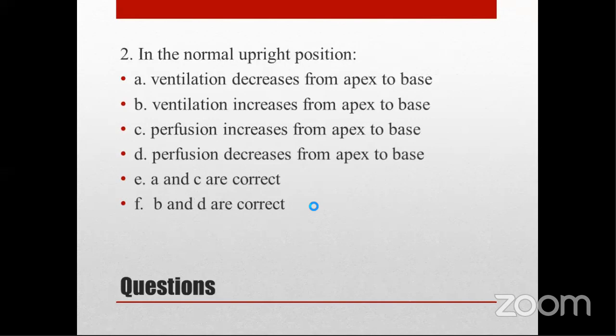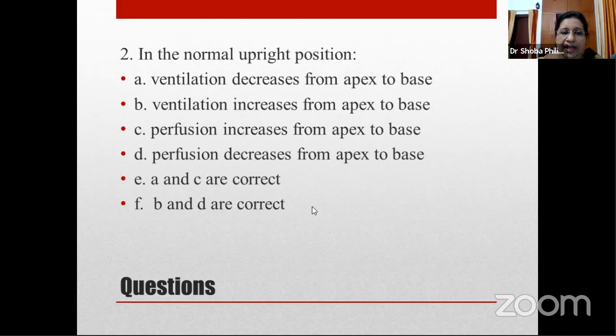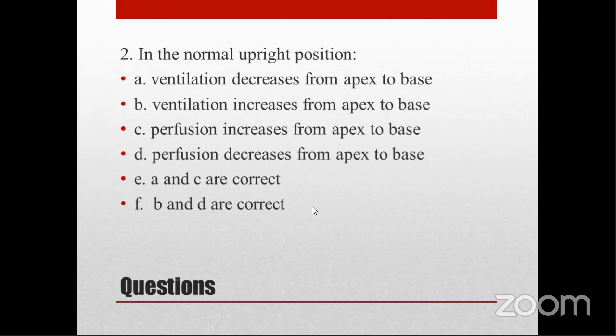In the normal upright position, A, ventilation decreases from apex to base. B, ventilation increases from apex to base. C, perfusion increases from apex to base. D, perfusion decreases from apex to base. E says A and C are correct, and F says B and D are correct. We have to choose the best option. Because I have a poll window only for 5 options, if F is the answer, you can put it on the chat. If you feel option F is the right answer, you can text it on the chat window.